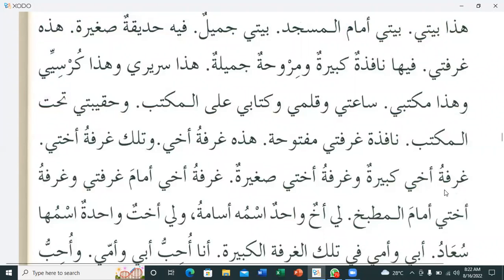Ghurfatu akhi kabiratun. Ghurfatu akhi, my brother's room. Kabiratun is big. My brother's room is big. Wa ghurfatu ukti saghiratun, and my sister's room. Saghiratun is small. And my sister's room is small. Tilka ghurfatu ukti, and that is my sister's room. Ghurfatu akhi kabiratun wa ghurfatu ukti saghiratun. My brother's room is big and my sister's room is small.